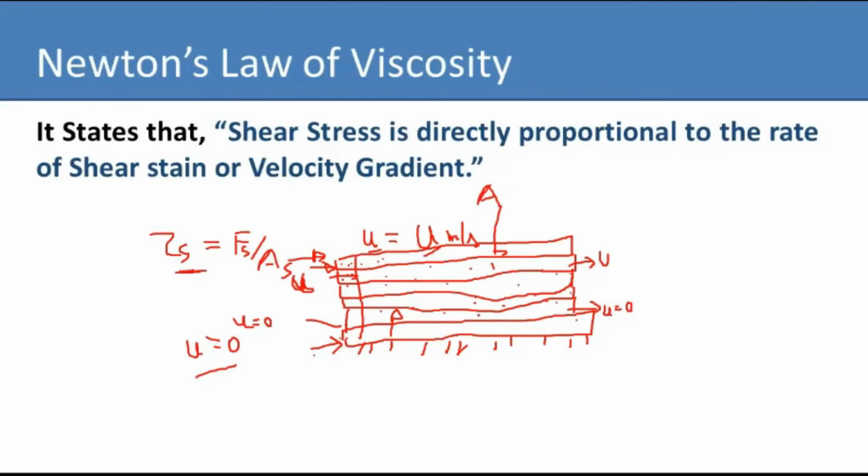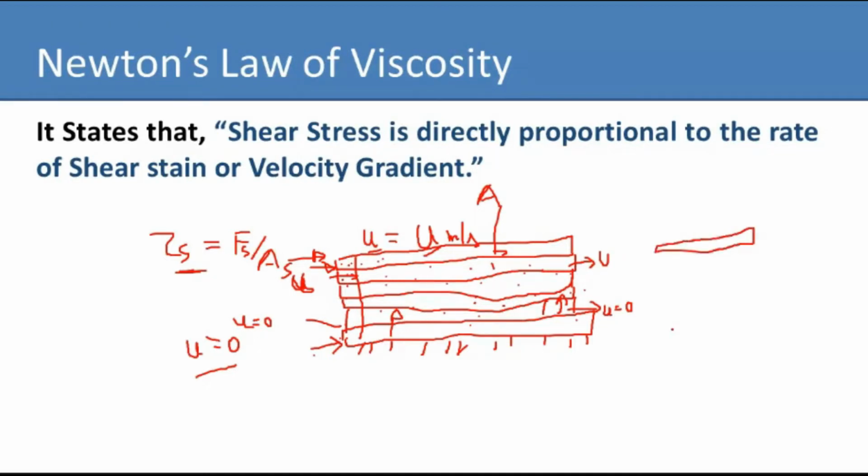Now what will happen in between, in all the layers between the upper layer and the lower layer? The layer above the lower layer will be moving with velocity more than 0 meter per second. The layer above that will have a slightly higher velocity. So step by step, layer by layer, the velocity will be increasing, and the velocity will be capital U meter per second at the top layer.